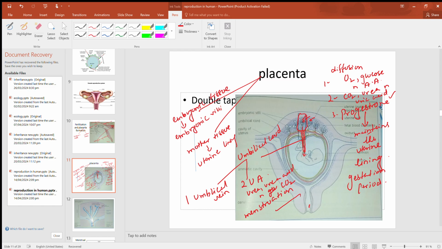But sometimes some viruses may gain entry across the placenta into the fetus. That is the AIDS virus, the HIV virus. It can gain entry from the placenta into the fetus. Okay.